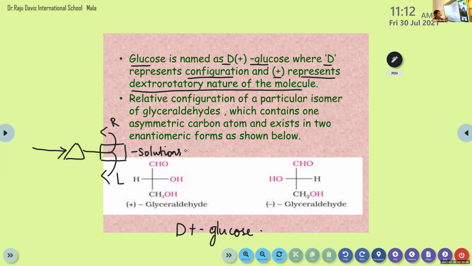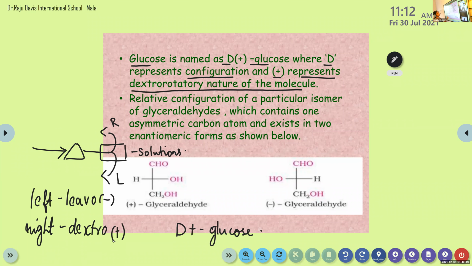I will repeat once again. A light is passed through a Nicol prism. The plane of this polarized light will be rotated when it passes through a solution. This rotation is either to left or right. If it is to the left, it is known as levorotatory. And if it is to the right, it is known as dextrorotatory, dextro. So for levo we write a negative sign, and for dextro we write a positive sign.